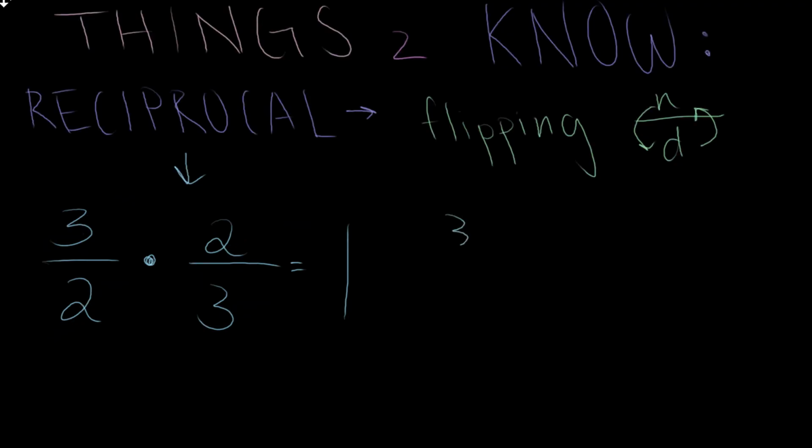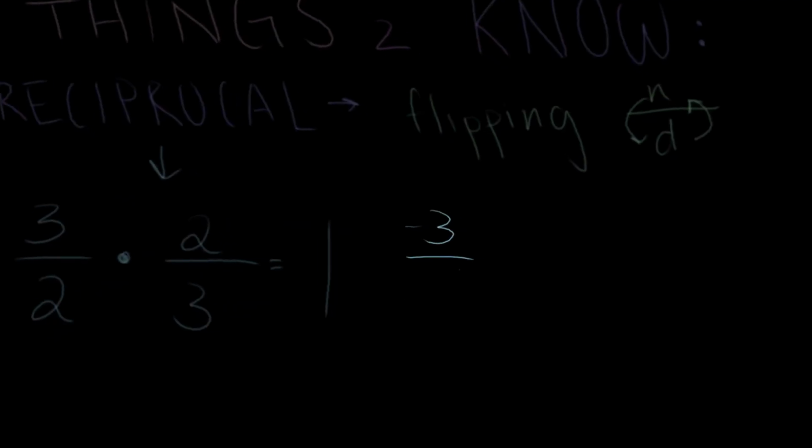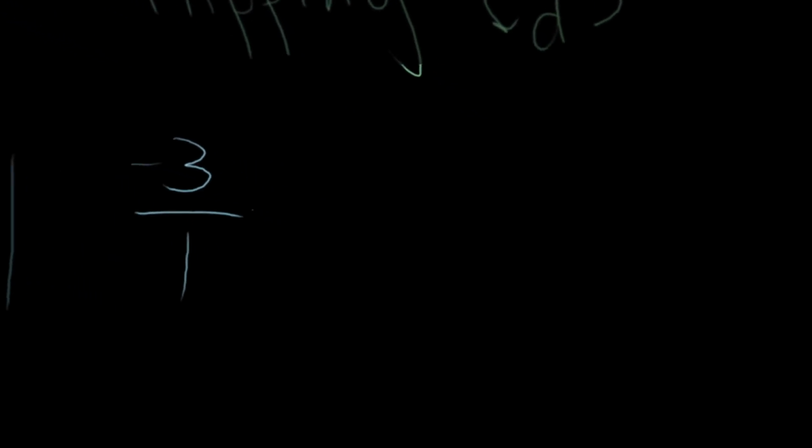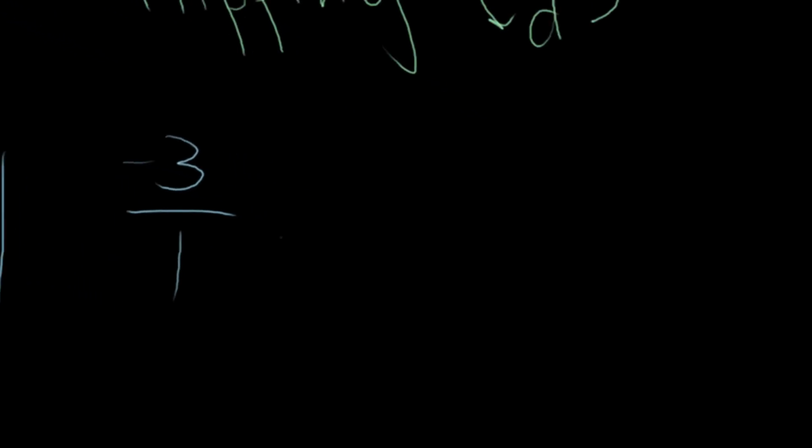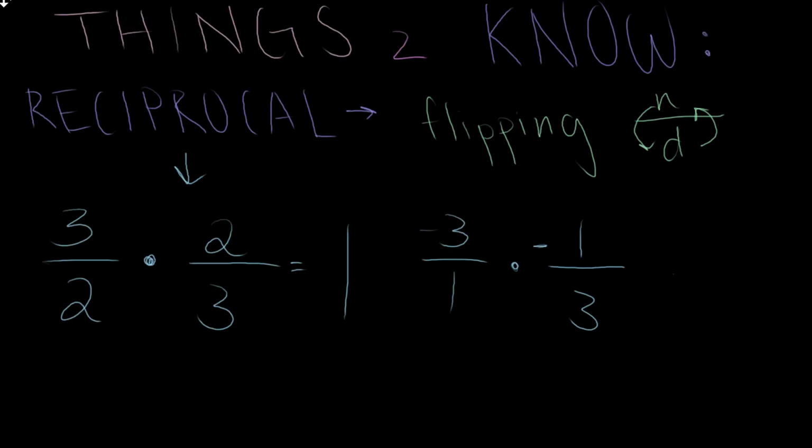If you had the number -3, since this is a whole number, the denominator would be 1. So then the reciprocal of -3/1 would be -1/3. And once more, if you multiply -3/1 times -1/3, the answer then would be 1.